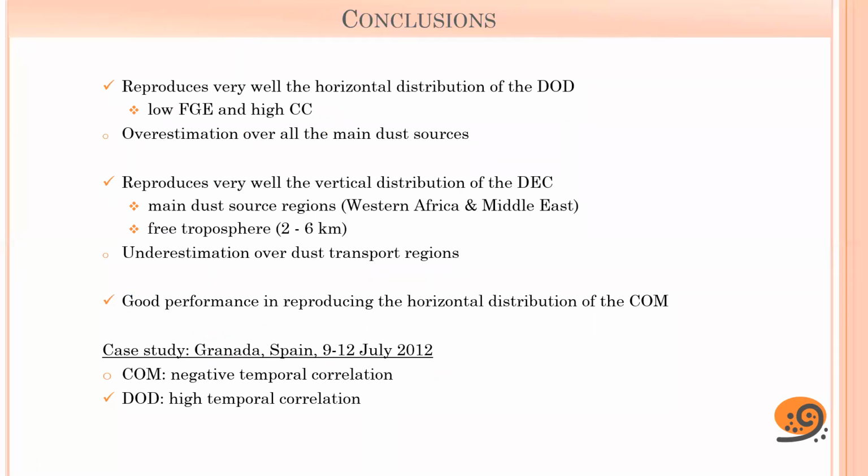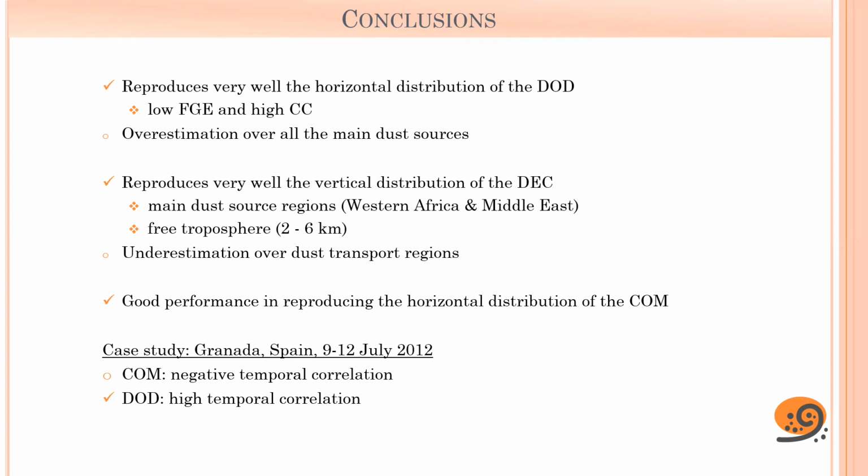To conclude, Monarch reanalysis reproduces very well the spatial distribution of the DOD with low error and a high correlation over most of the regions of interest, but overestimates it over all the main dust sources. Moreover, the model reproduces very well the dust profiles over the main dust sources, especially in the free troposphere, whereas it underestimates the dust extinction coefficient over the dust transport regions.